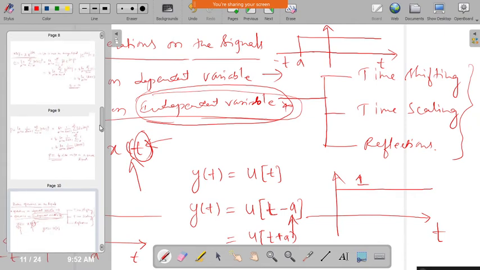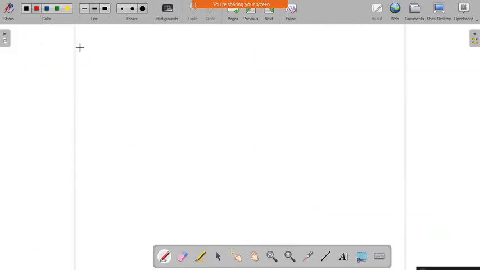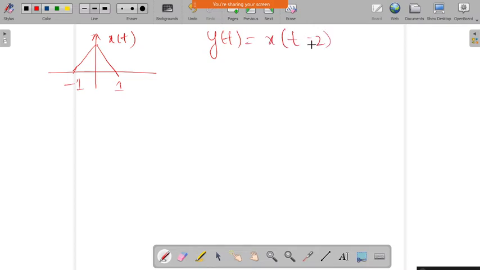Let us take another example, where we have a triangular function between -1 and +1. This is your x of t. Now I need to shift this signal by an amount of t minus 2, and also another shift which I want to do, t plus 3. Now how to do it? We need to shift the signal by an amount 2. Here it is -1, 0 and then 1.